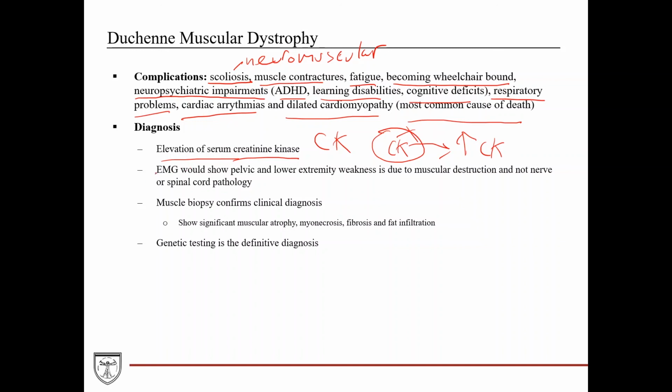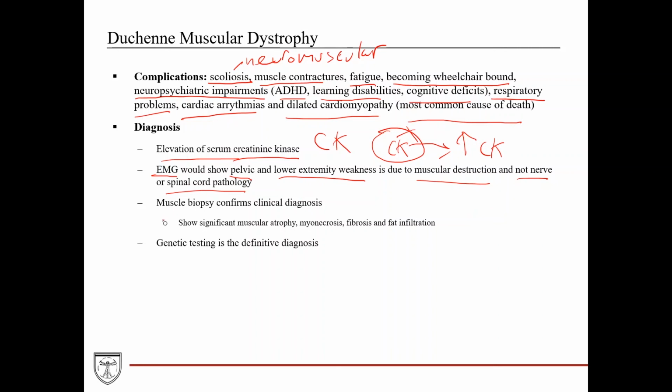Another thing that's commonly done is electromyography, or EMG, which is a nerve test, where they measure the conduction and electrical activity through the nerves. And what that'll show is that the pelvic and lower extremity weakness is due to muscular destruction and not nerve or spinal cord pathology. Because if it was a nerve problem, you would see decreased conductivity through the nerves.